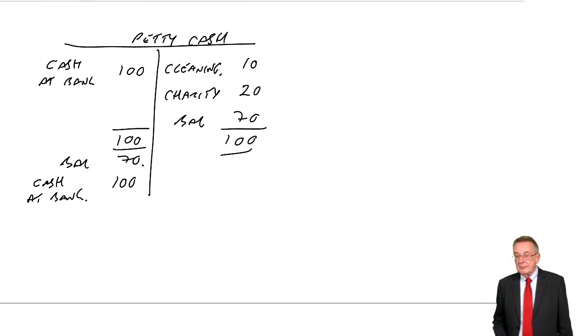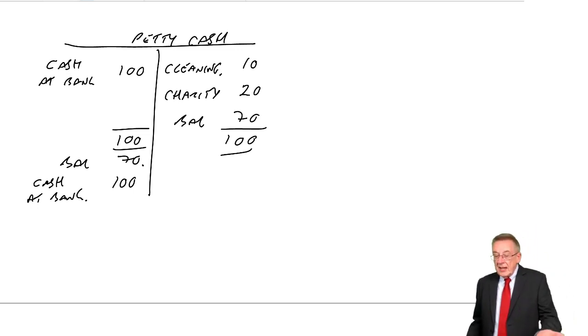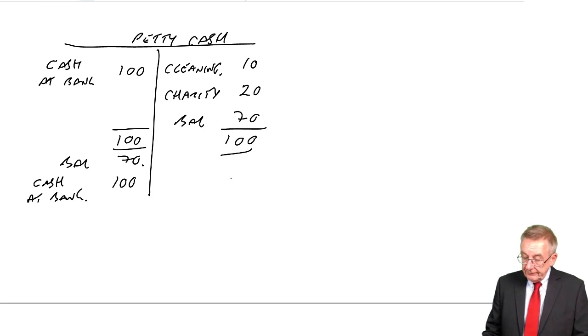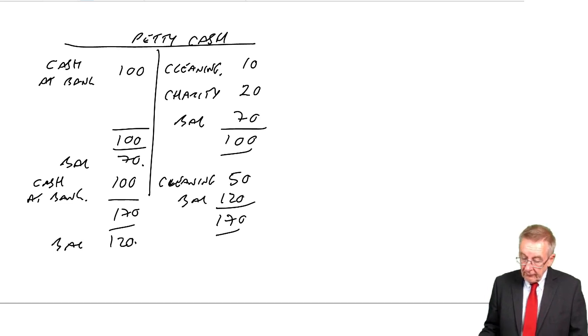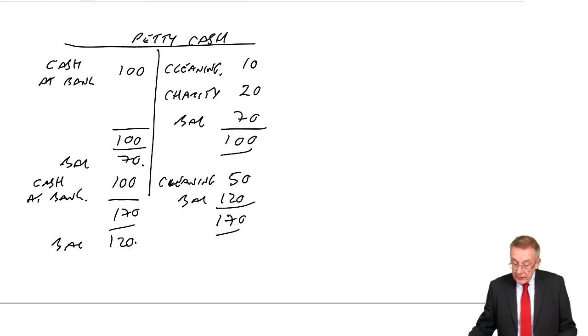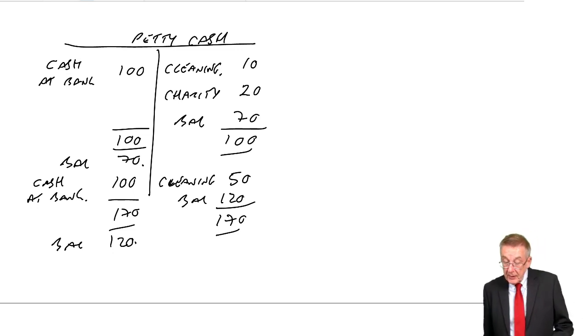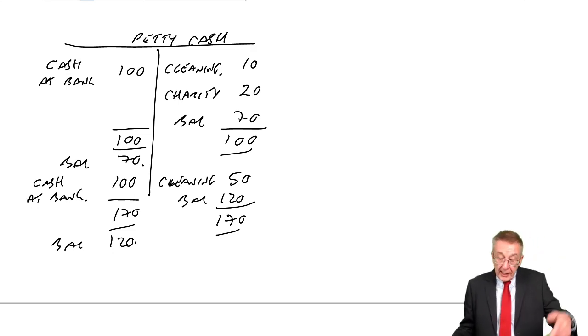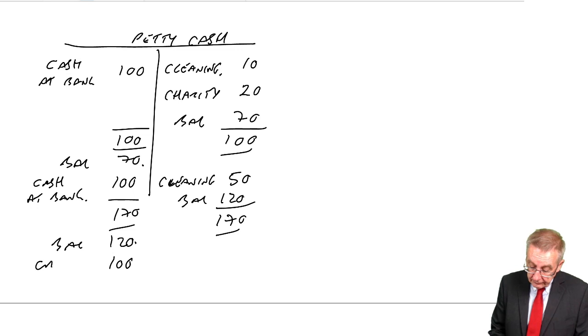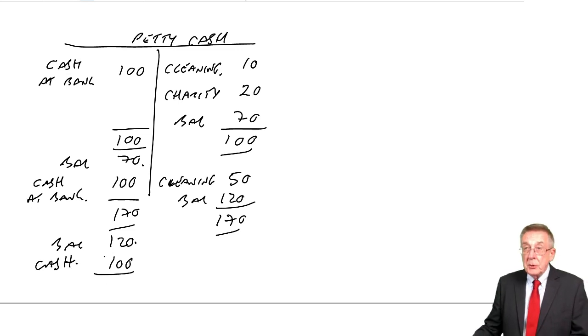There's now 170 in the tin. And next week, maybe they spend 50. Credit, cash, debit, wherever, cleaning, whatever it is. And how much is left? 120. Is that right? Yes, it is. There's 120 left. And again, they come and say, we're running out of cash at the end of the week. Can we have another 100? I say, fine. I thought we'd spend 100 a week. And of course, there's now 220.